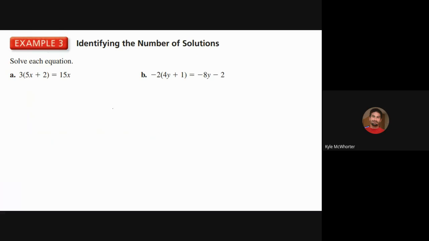So let's look at a couple of these examples. Looking at these, you can't really tell right away if there's no solution or infinitely many solutions. So you have to kind of start solving. We'll start by simplifying the left side over here. We're going to distribute the 3. So 3 times 5x is 15x. 3 times 2 is 6.